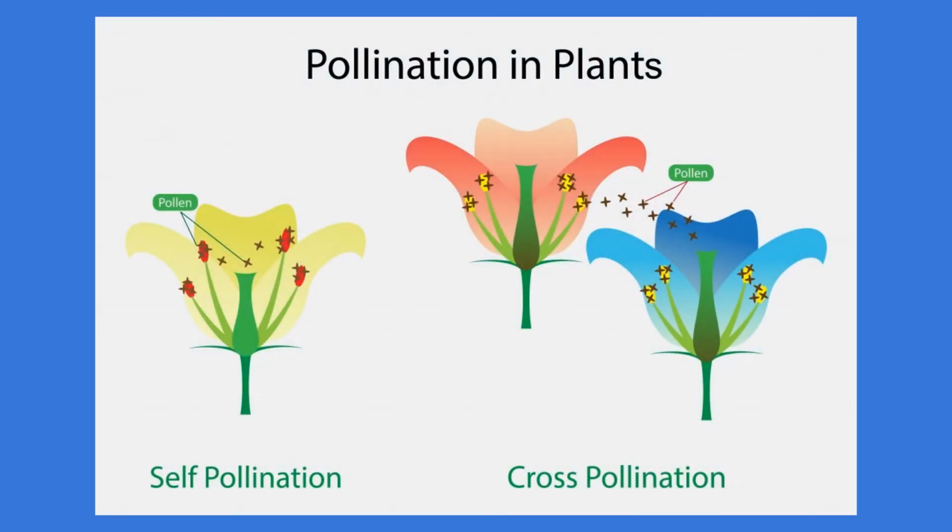Now here in this diagram you are going to see the pollen grain lands from anther to the stigma of the same flower. It means both are in the same flower, and that act is known as self-pollination. But in cross-pollination you will find two different flowers in which the pollen lands from anther to the stigma. Since two different flowers are involved, that act is known as cross-pollination.